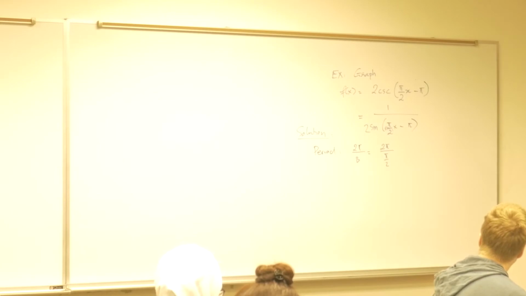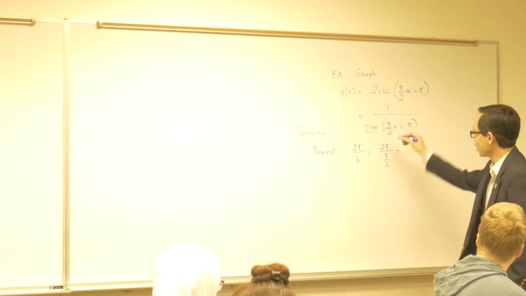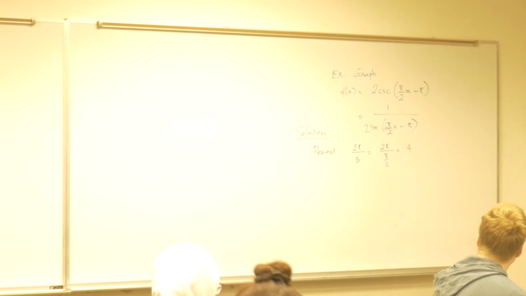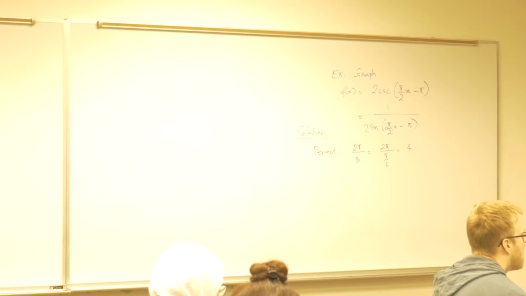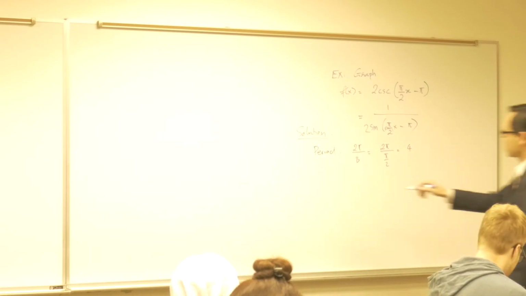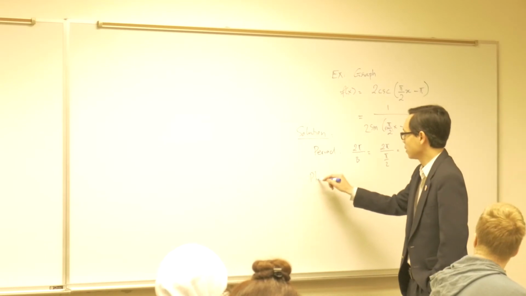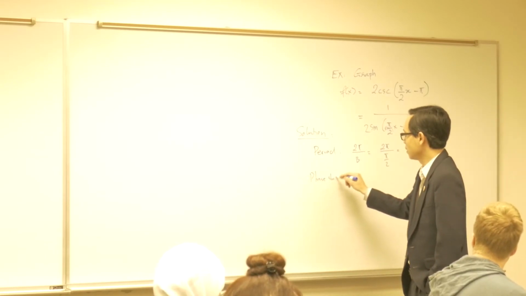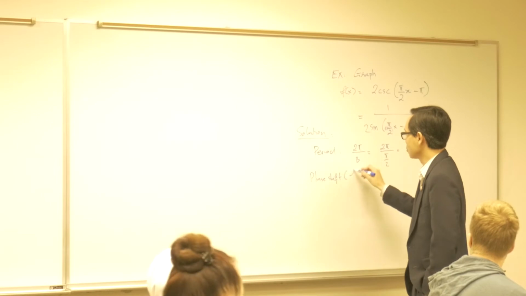And after we calculate the period, we also have to calculate the horizontal transformation. We want to know how many units go to the left, how many units go to the right. So this turns out to be what? 4, right? So the period will be 4. Okay. And now let's calculate the phase shift. The phase shift we call the horizontal transformation.